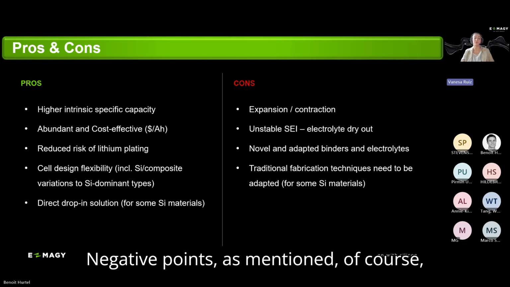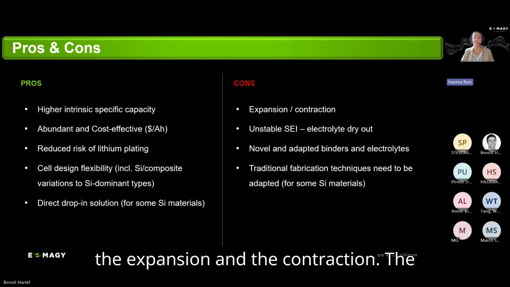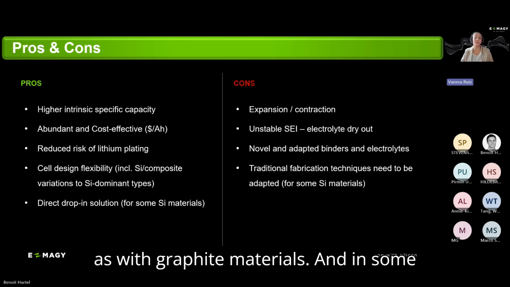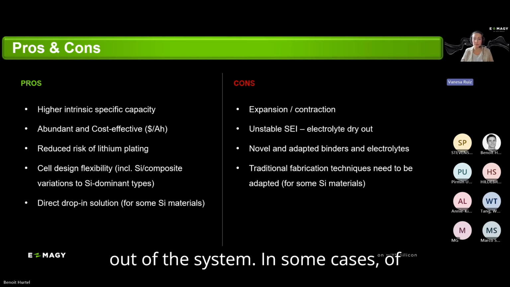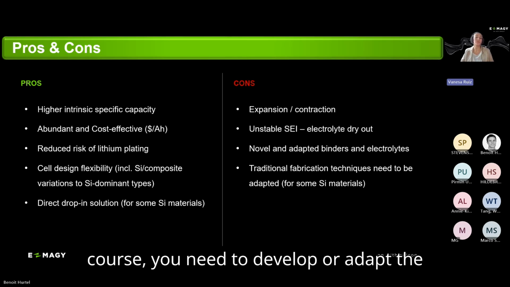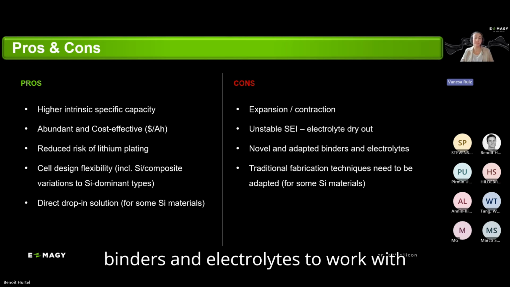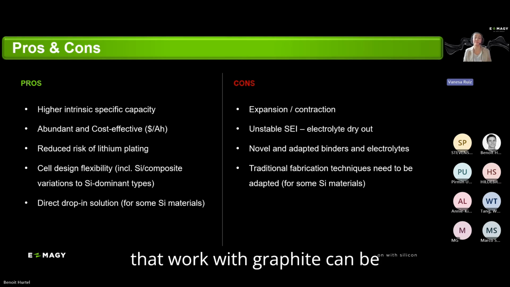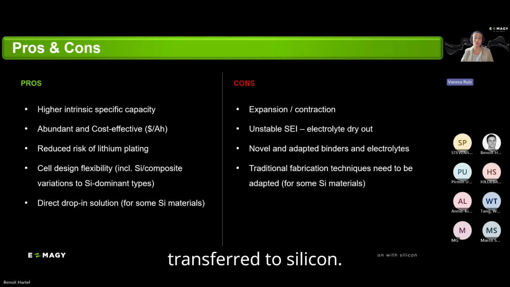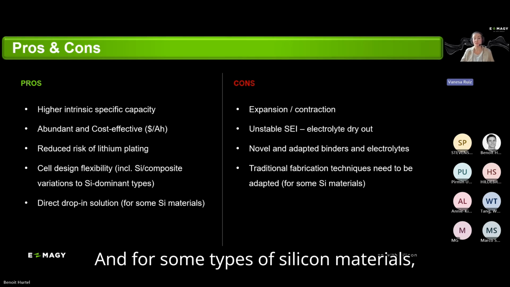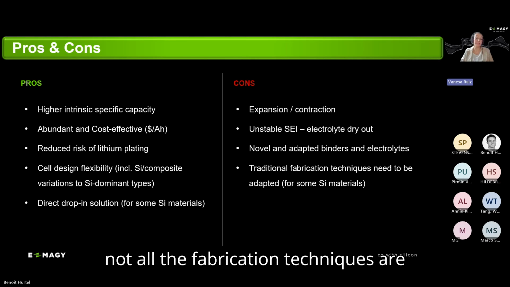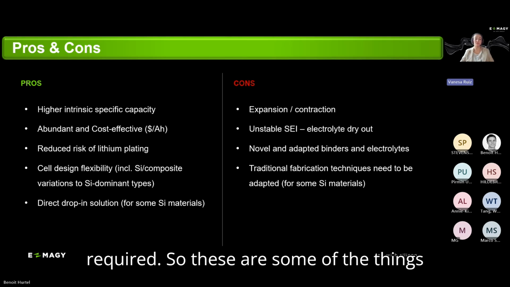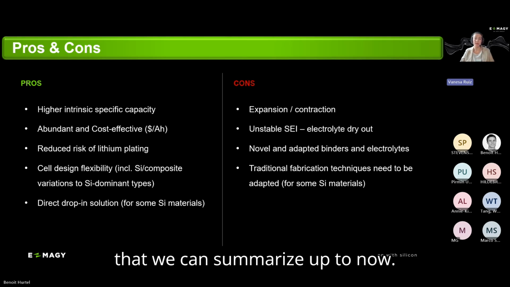Negative points, as mentioned, of course, the expansion and the contraction. The SEI layer is not so stable as with graphite materials, and in some cases, there is even an electrolyte dry out of the system. In some cases, of course, you need to develop or adapt binders and electrolytes to work with silicon. Not necessarily the solutions that work with graphite can be transferred to silicon. And for some types of silicon materials, not all the fabrication techniques are transferable. Some adaptation might be required. So these are some of the things that we can summarize up to now.